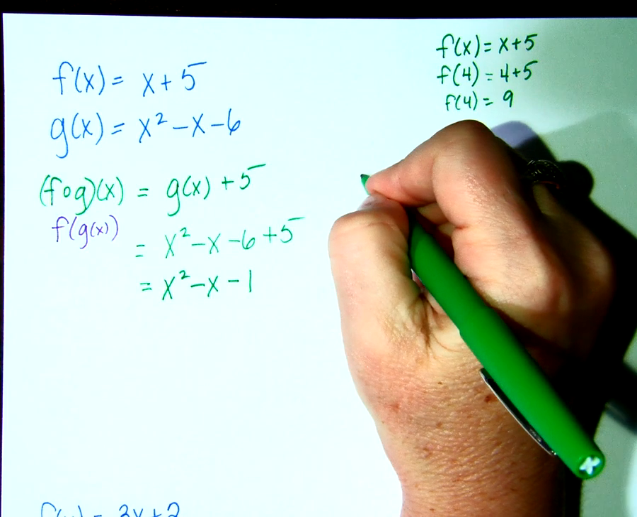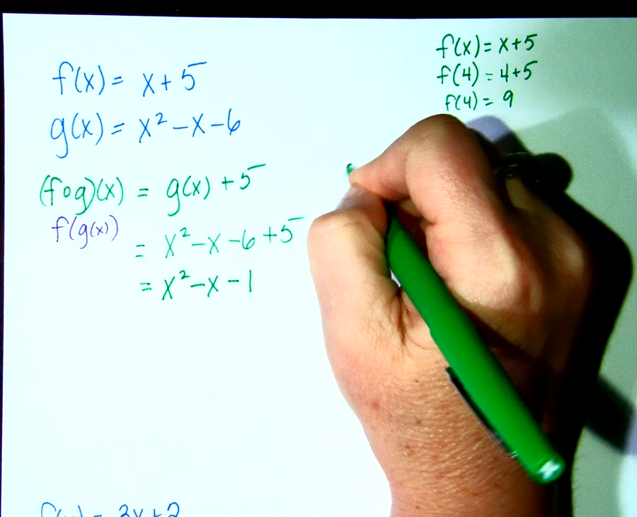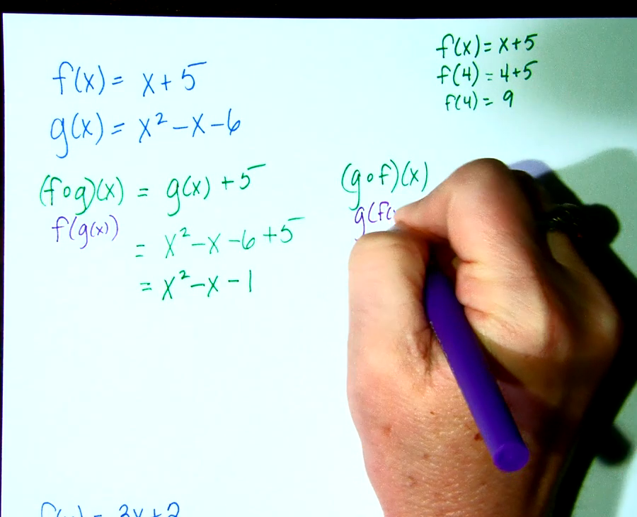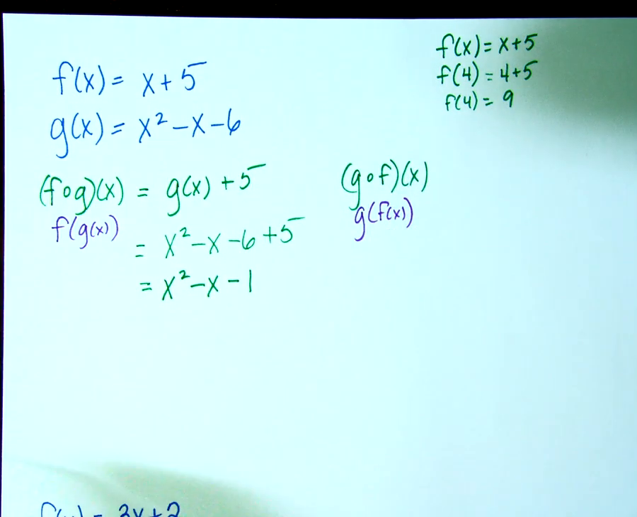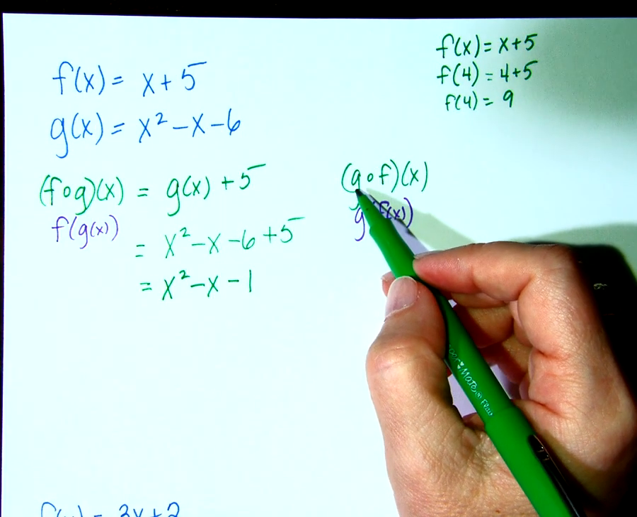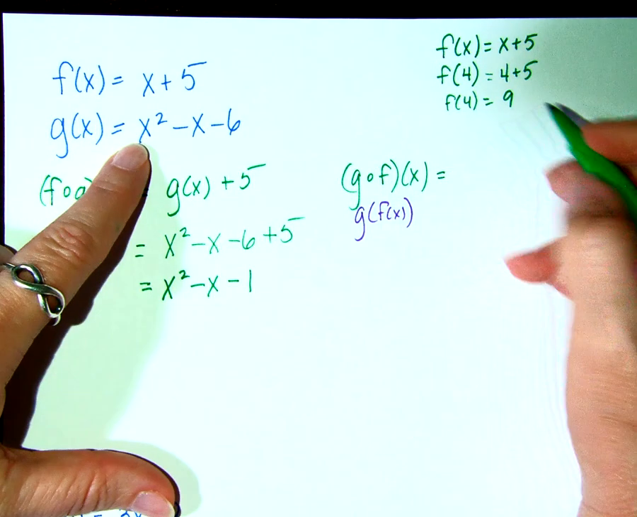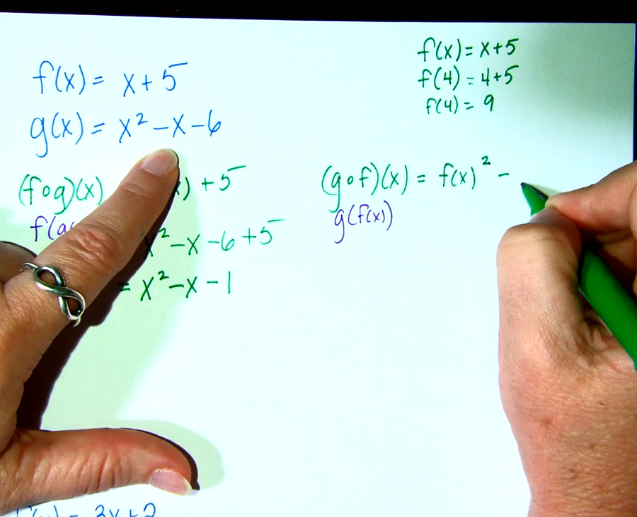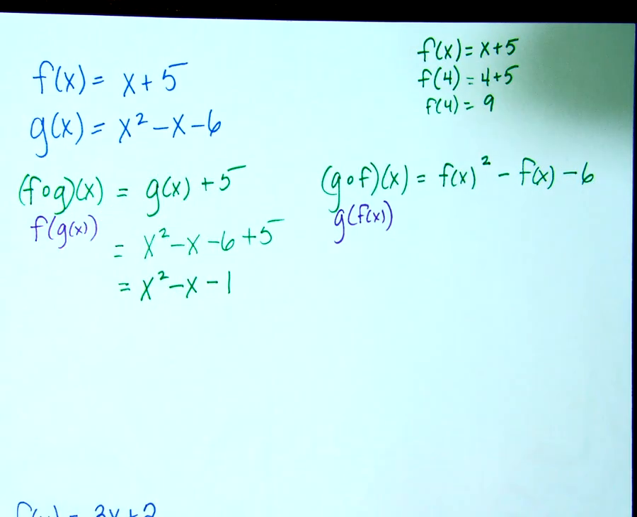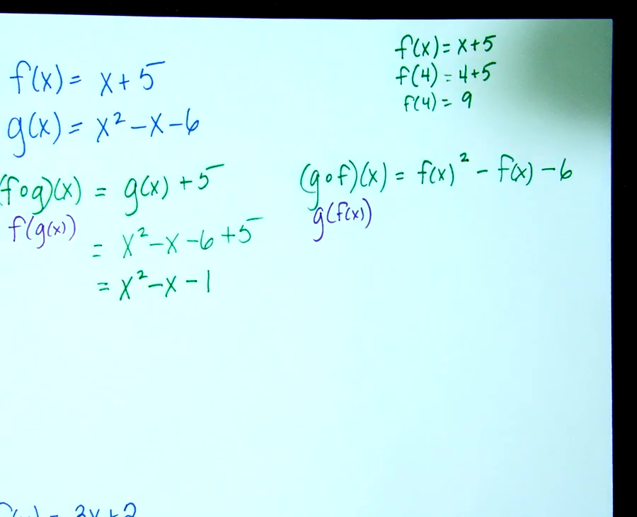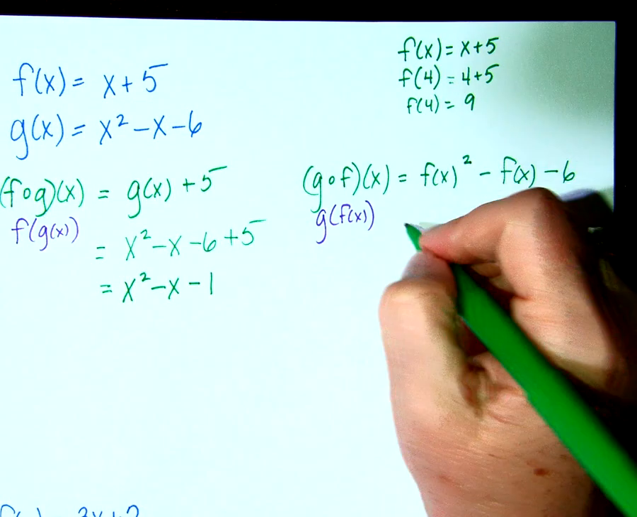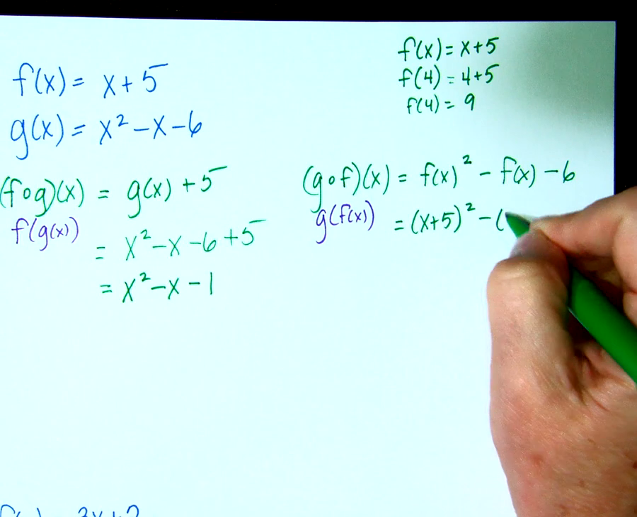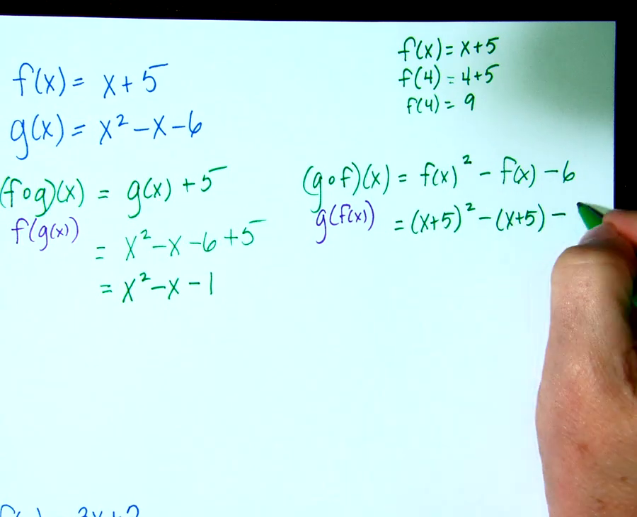But see, I'm also going to ask for g of f of x, which could also look like g of f of x. So this time, which one do I want you to start writing? G, and anytime I get to an x, what do I want you to write? F of x. So f of x squared minus f of x minus 6. Do I know f of x? What is it? x plus 5? So x plus 5 squared minus x plus 5 minus 6.